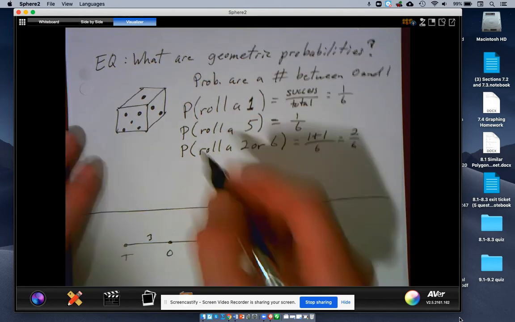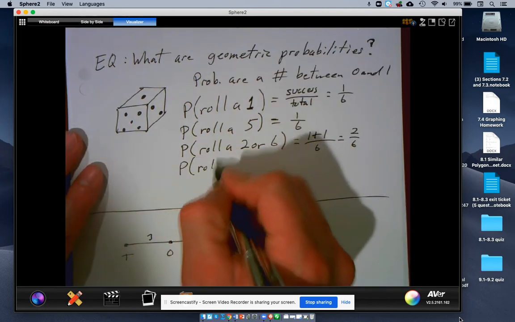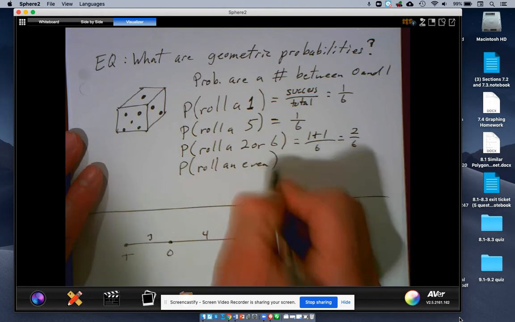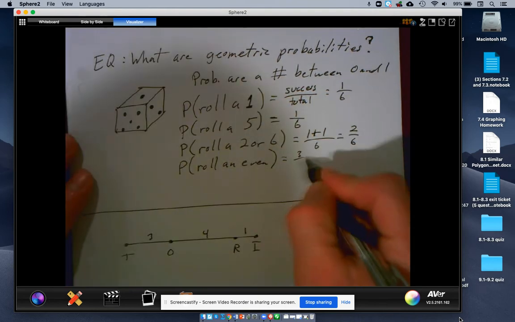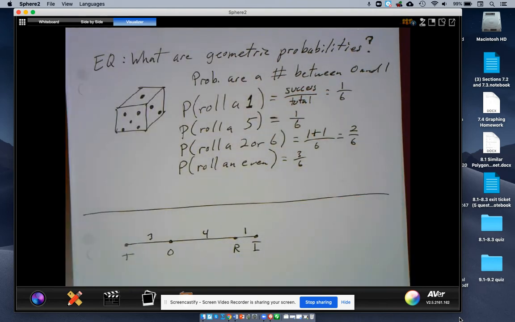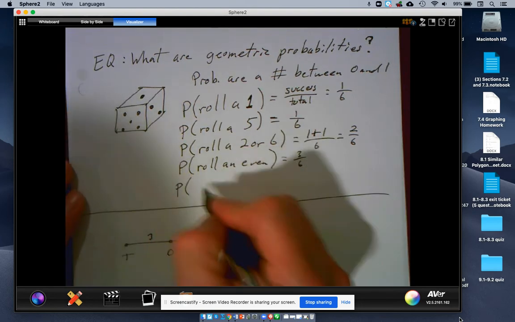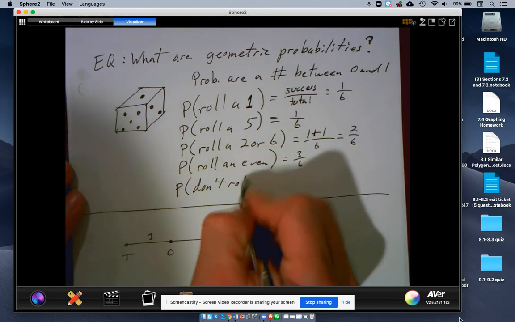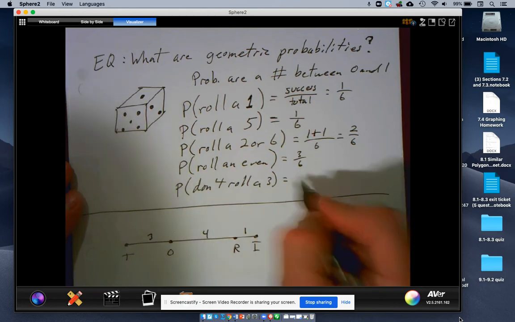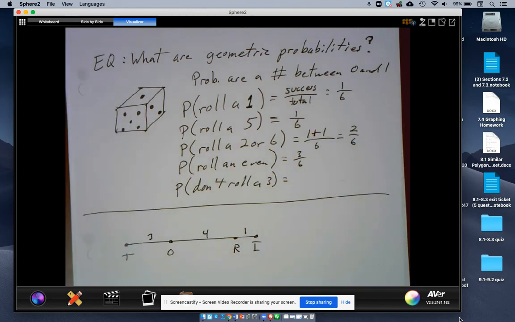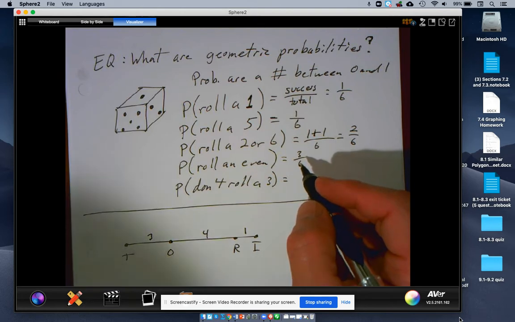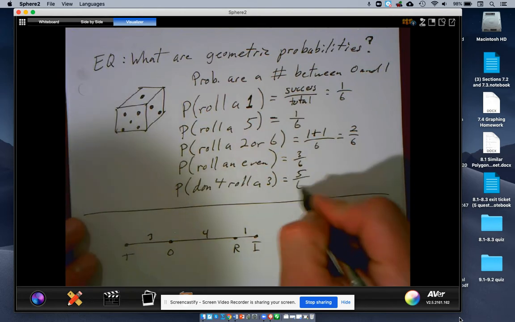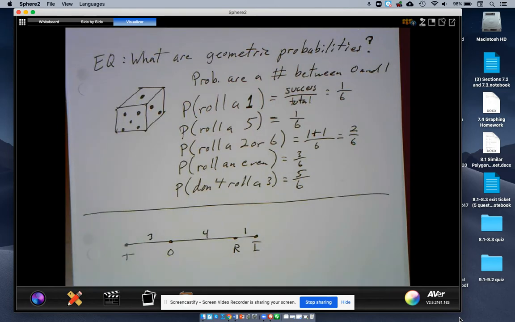It does not matter. Probability that I roll an even. How many evens are there? 2, 4, and 6. There's 3 evens out of the 6 total chances. Okay. Probability that I don't roll a 3. So I shake that die. Pretty good chance I'm not going to roll a 3. And actually, there's 5 ways that I can't roll a 3, because I could roll a 1, a 2, a 4, 5, or 6. Any of those ways will get the success that I want out of the 6 total ways. So as you can see, that's how probabilities work.